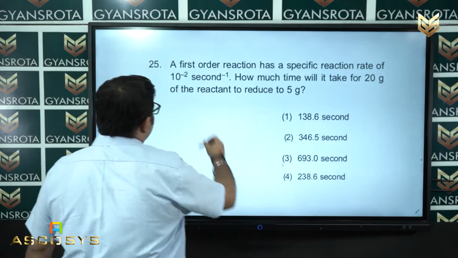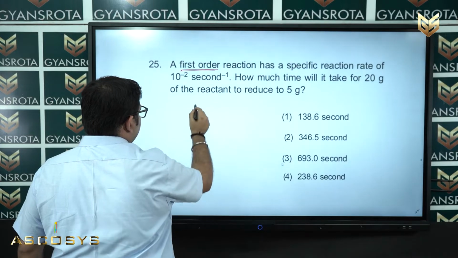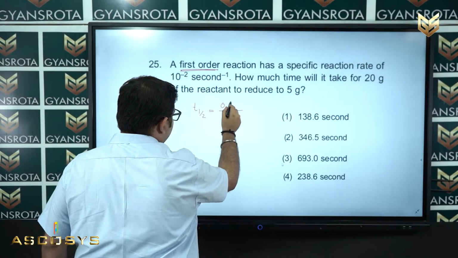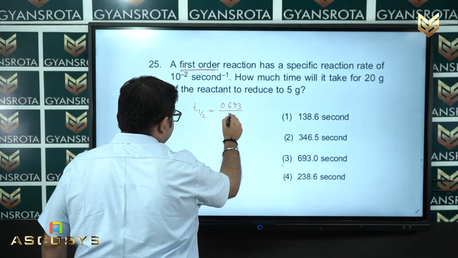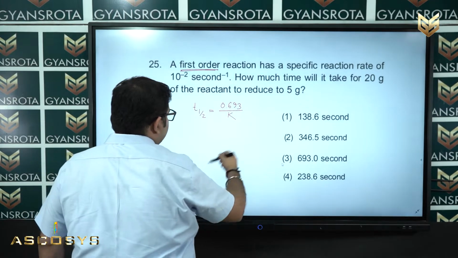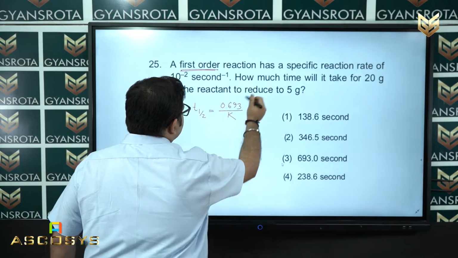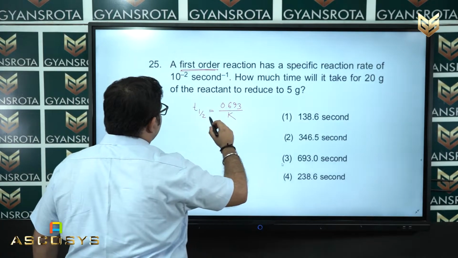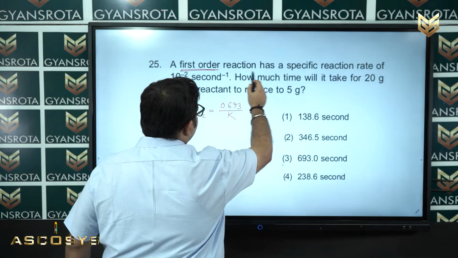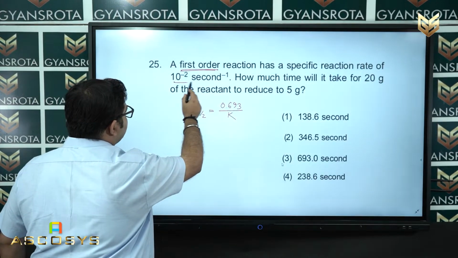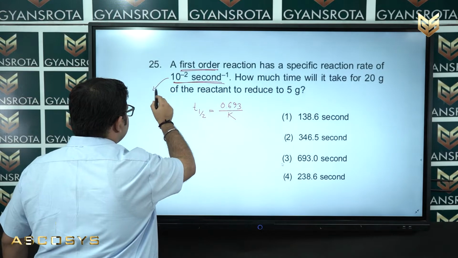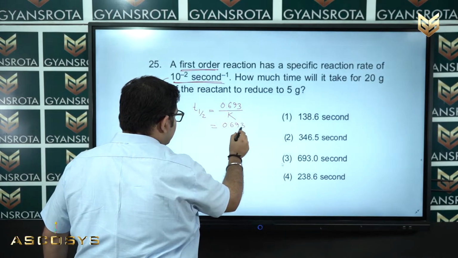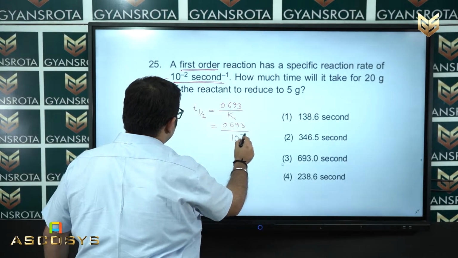If you see, they are giving this is first order. So, what is the formula for first order T half? That is T half is equal to 0.693 by K. Now, what you have to do, see how much time it will take for 20 gram of the reactant to reduce to 5 gram, and they give you the reaction has a specific reaction rate of 10 to the power minus 2 per second. So, this is nothing but the value of K. So, 0.693 by 10 to the power minus 2 second.